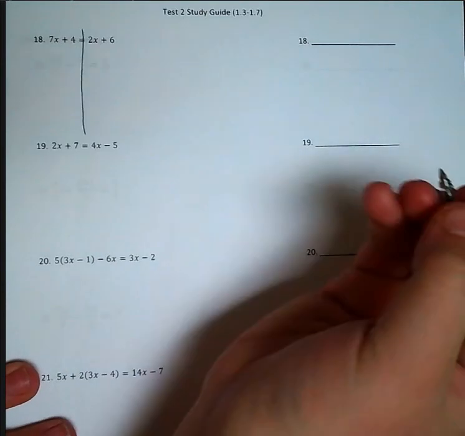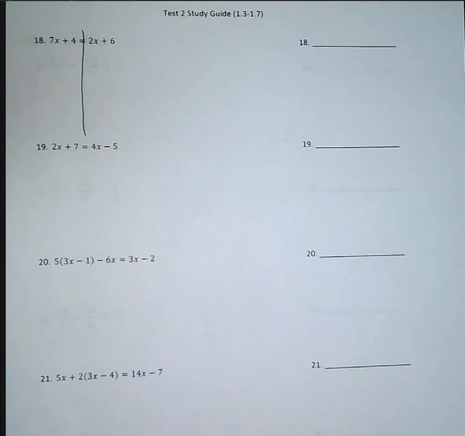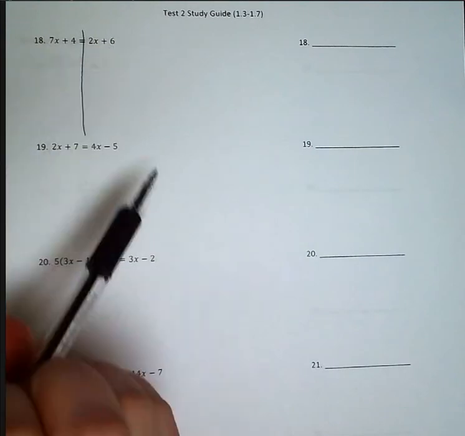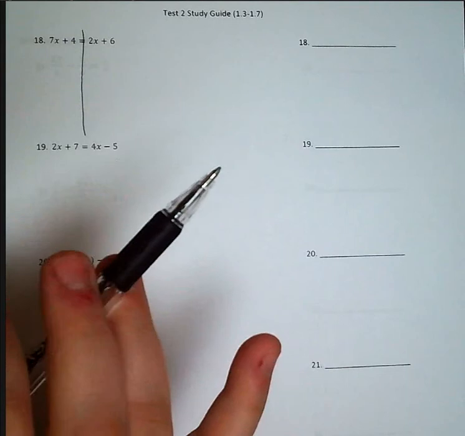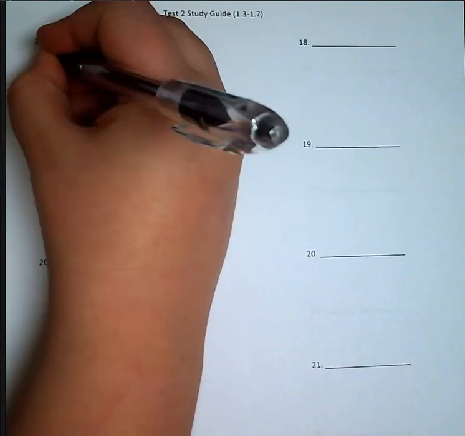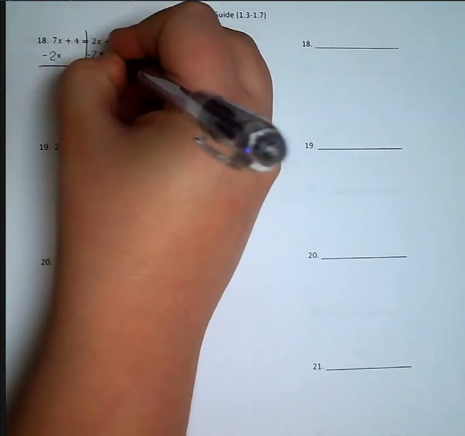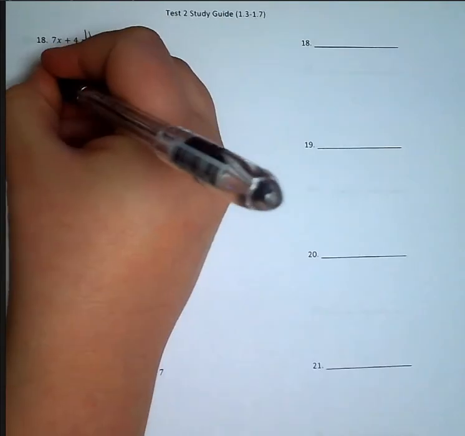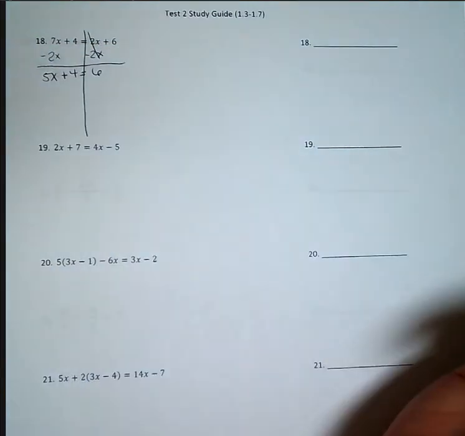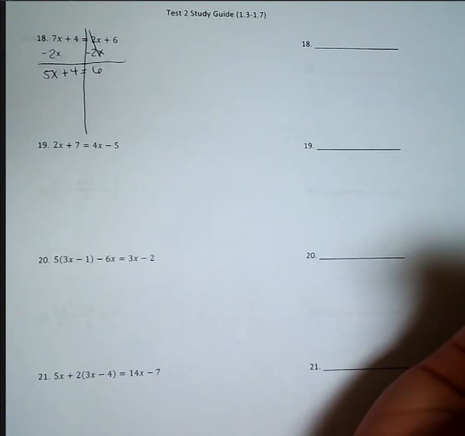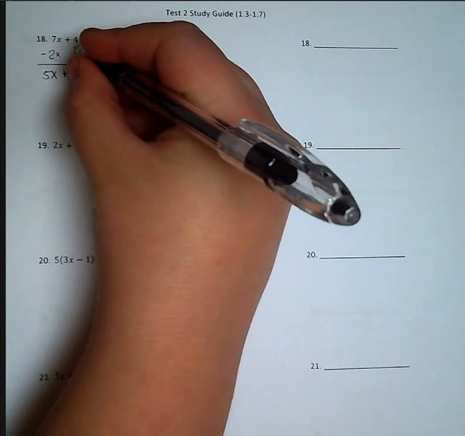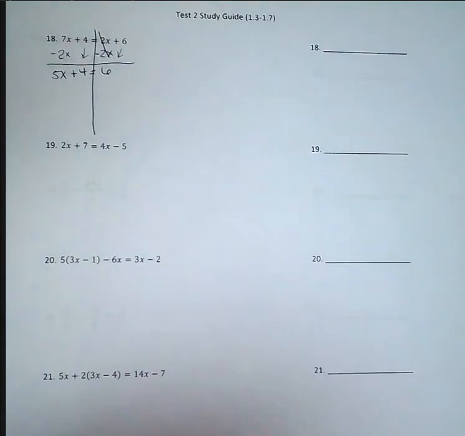So the first thing I'm going to do is I'm going to get all of my x's to one side. There are no terms we can combine on each side, so I'm going to go ahead and get everything on one side. So I'm going to subtract my 2x from both sides, which leaves me with 5x plus 4 equals 6. And remember, I moved the 2x because it's smaller than 7x. I brought down this 4 here, and I brought down my 6 here.